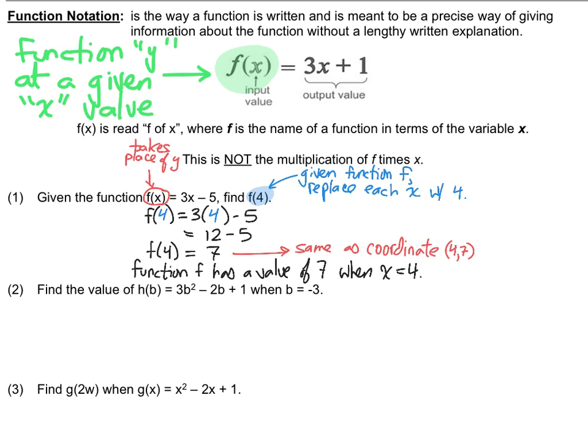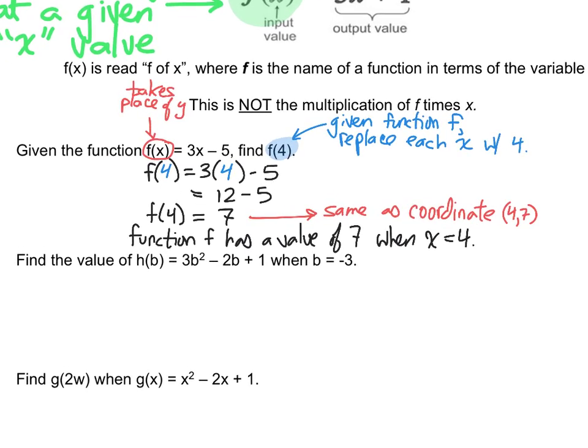So in number 2, it says h of b. It doesn't matter, f of x, h of b, it's all the same thing. It's function notation. So it's saying that we have a function h that's defined in terms of the variable b. Now, I don't know what h and b represent. Like it could be home sales for h, and b could be buying power or something like that. It really doesn't matter. If it's in that form, it's a function, right? But all this is telling us to do is replace every b with a -3.